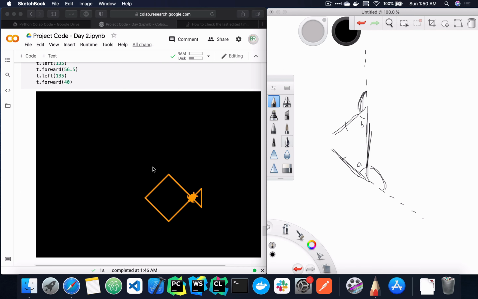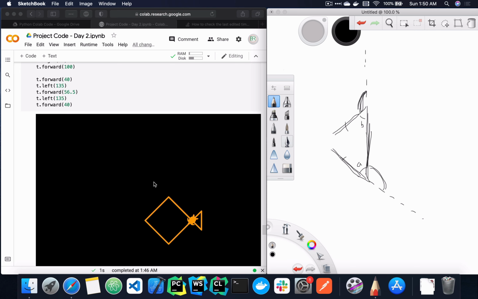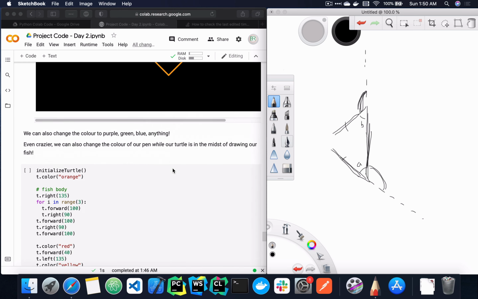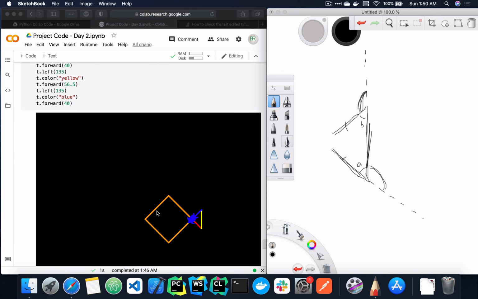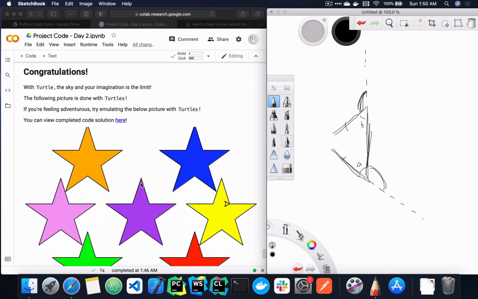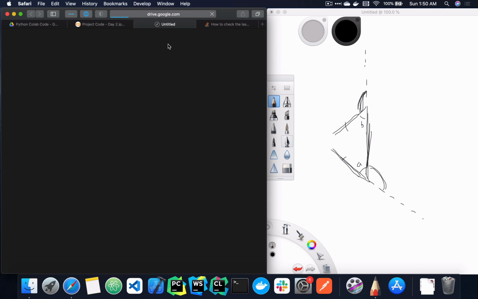Lastly, we end off by teaching them about colors. We'll teach them how they can customize their drawings with custom colors, such as orange or a multitude of colors. Finally, we end off with a congratulatory star message. Fun fact, this picture was also created with turtles, and this is how the code looks like.